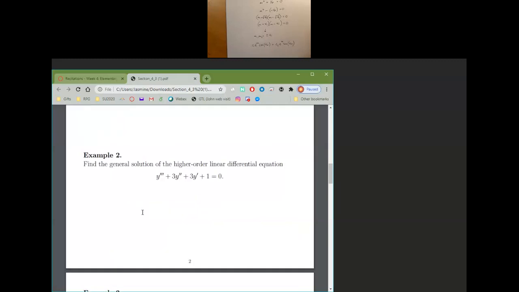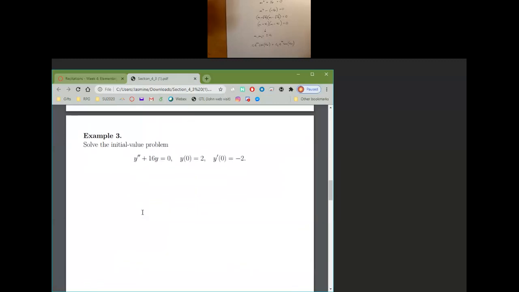Okay. So this is a thorough justification. So this is y equal to this, i.e. y equal to c1 cosine of 4x plus c2 sine 4x.